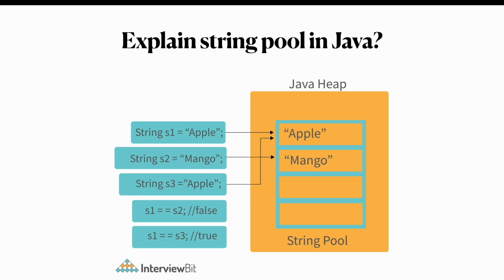Consider this image wherein we are declaring three variables S1, S2 and S3 whose values are apple, mango, apple. But as you can see in the string pool, only two values will be created, apple and mango. And if you try to compare S1 == S2, it will return false. Of course, apple is not equal to mango. But the references of S1 and S3 are the same since they are pointing to the same apple object.